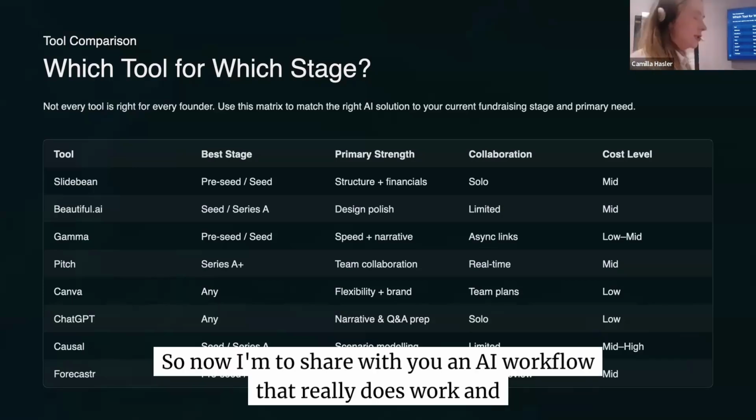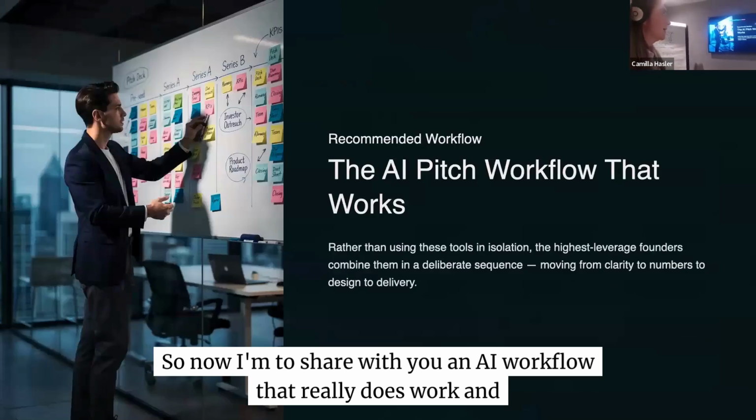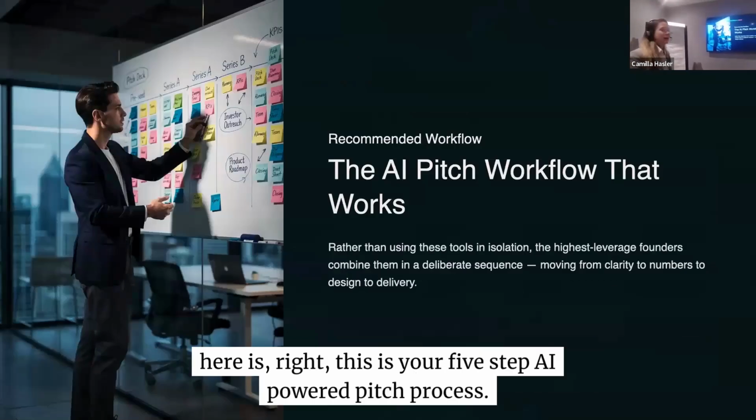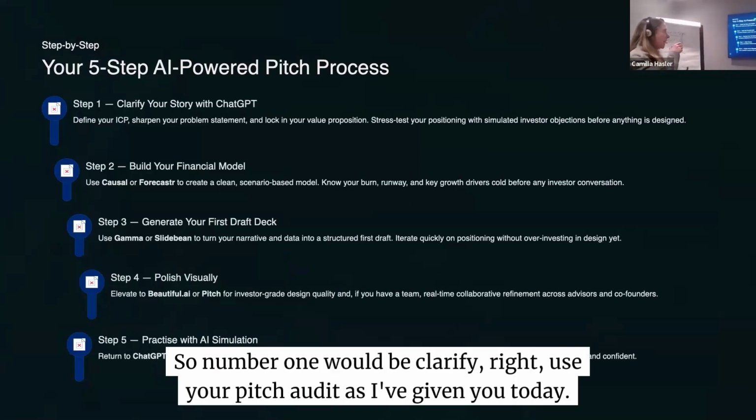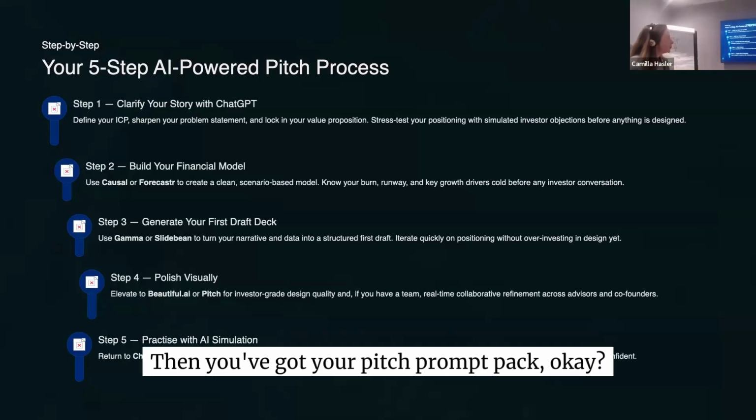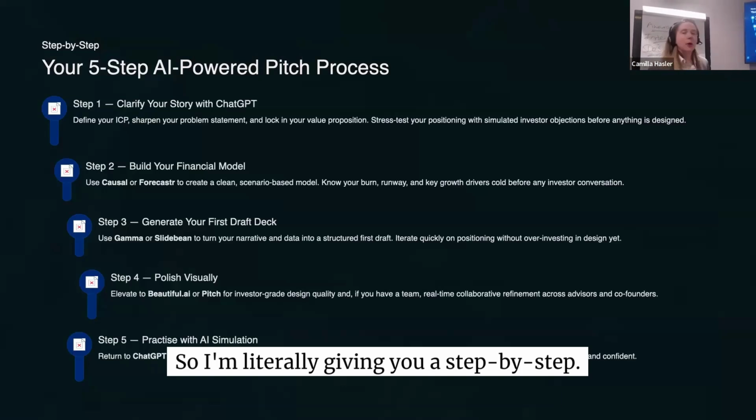So now I'm going to share with you an AI workflow that really does work and is really simple to apply. So here is your 5-step AI powered pitch process. So this is teaching you how you can literally clarify. So number one would be clarify. Use your pitch audit as I've given you today. Then you've got your pitch prompt pack. So I'm literally giving you a step-by-step action.